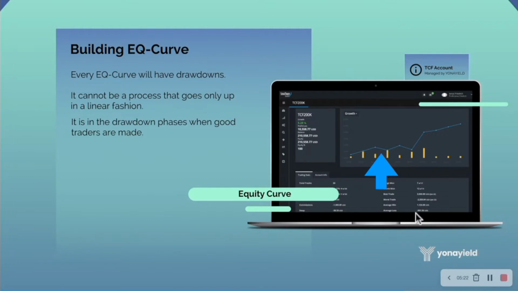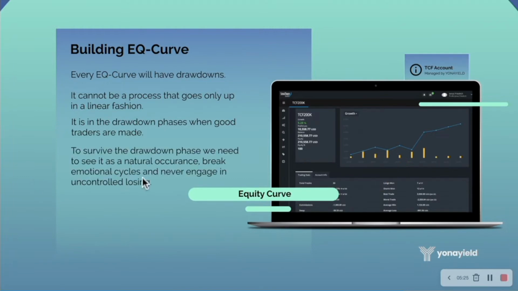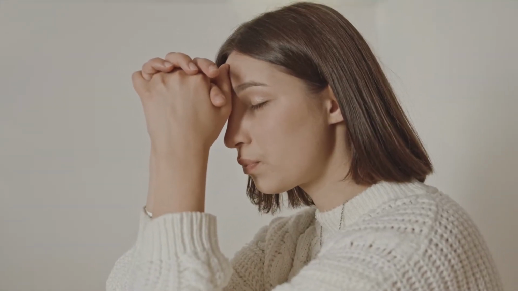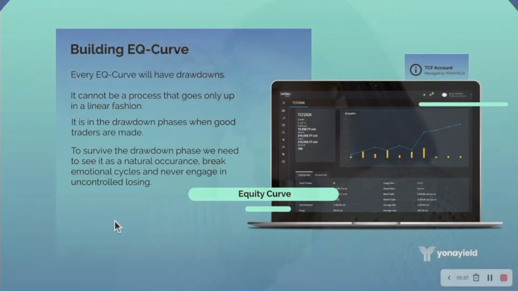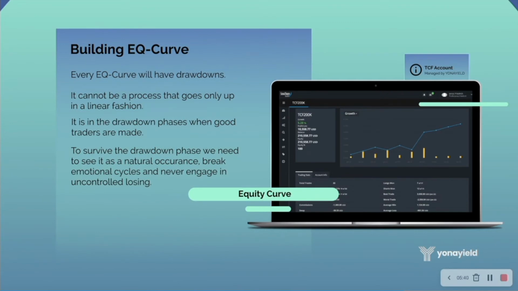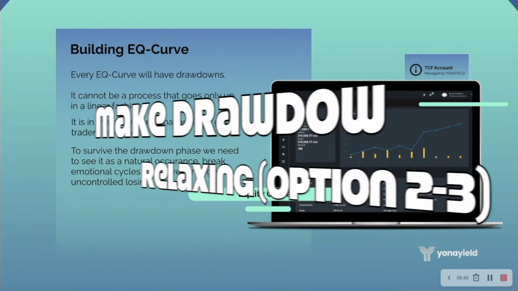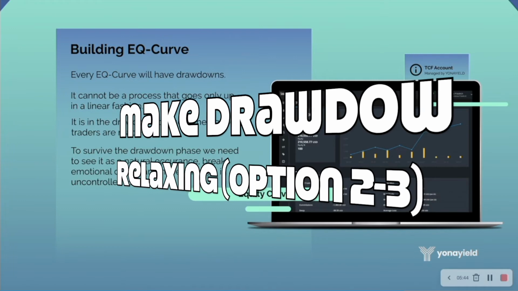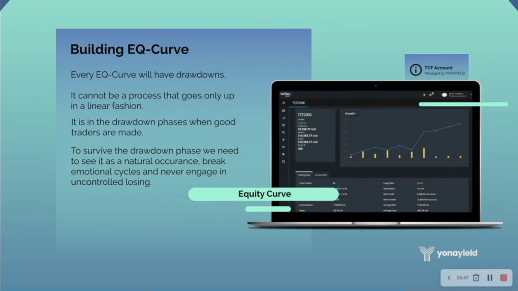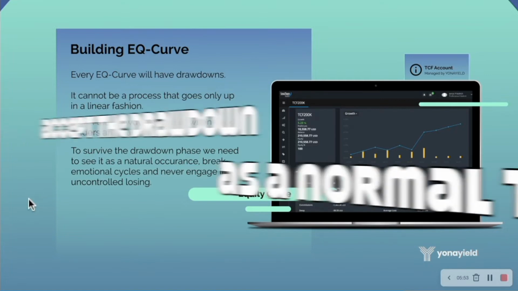All right, then to survive the drawdown phases, we need to see it as a natural occurrence. This is very important. And we need to break emotional cycles that will happen in those drawdown periods. Yeah, and we should never engage in uncontrolled losing when we are in the drawdown phase. Right? Because what normally happens is, first of all, a lot of traders don't want to accept the drawdown, and we need to accept it as a natural occurrence that just happens over and over again.